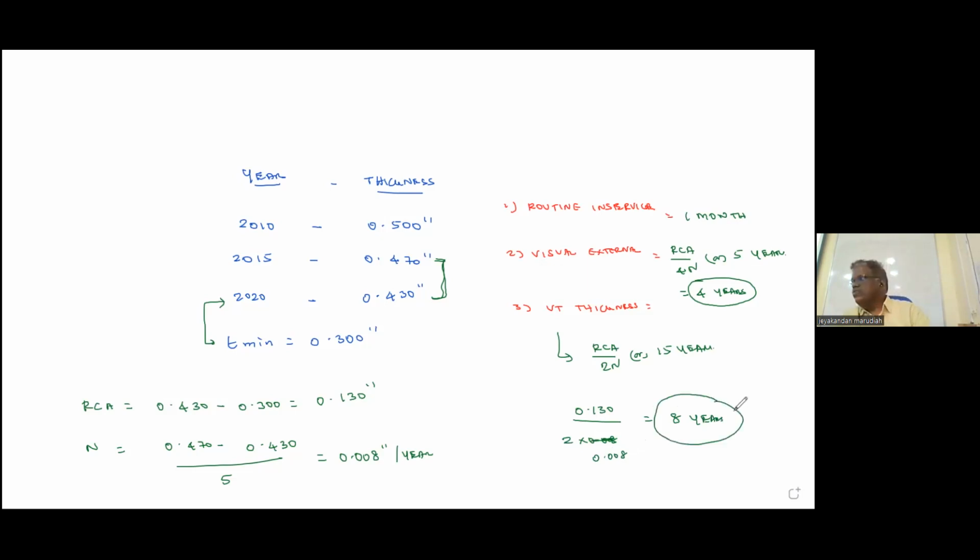This is the way you have to work it out. So visual external we have to conduct in 4 years. Generally, it will be double, because RCA by 4 and RCA by 2, it will be almost double. You can always round it on the lower side. Years you have to round. It is coming 8.125, so you can make it 8 years. That is the maximum inspection interval allowed. If anybody online doesn't understand this formula, please ask. I will explain again.